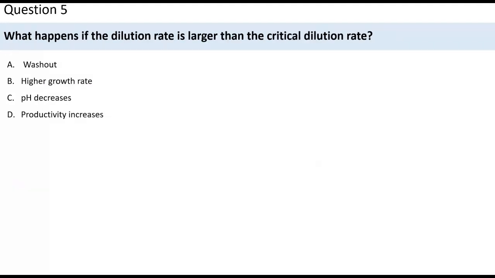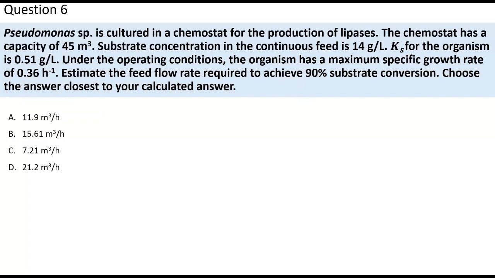Moving to question 5, what happens if the dilution rate is larger than D critical, that is, the critical dilution rate? So we already know that the critical dilution rate is equal to the feed flow rate divided by volume. So if D is greater than D critical, the flow rate is very, very high compared to whatever has to be maintained. Therefore, the washout of cells happens.